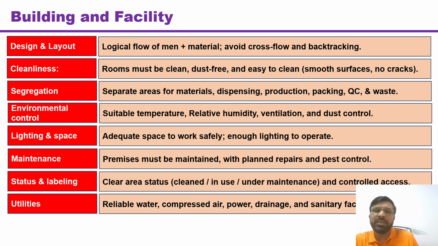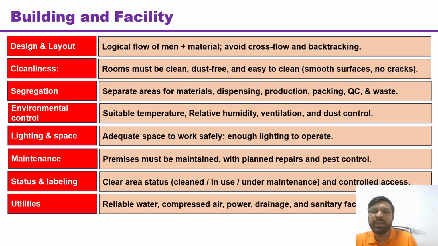Next one is cleanliness. Rooms must be clean, dust free and easy to clean. We have already discussed this part. Segregation should be proper, so that we can maintain material dispensing, production, packing, QC and waste with proper segregation. Next one is environmental control. Suitable temperature, relative humidity, ventilation and dust control should be available in the area, so that if we are maintaining these environmental conditions, our product will be stable throughout the stability period.